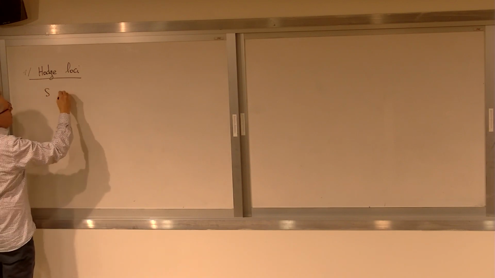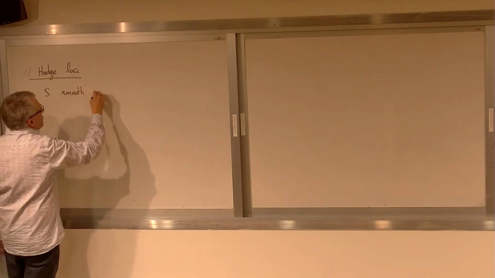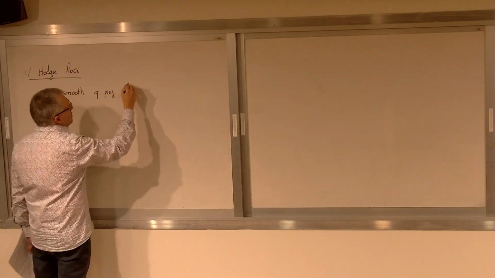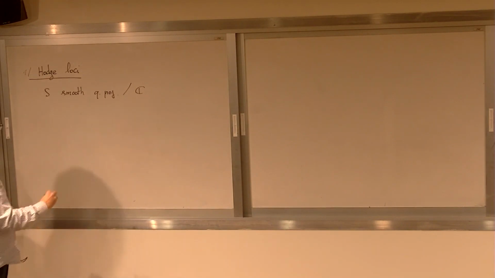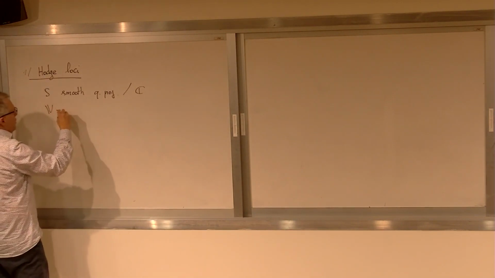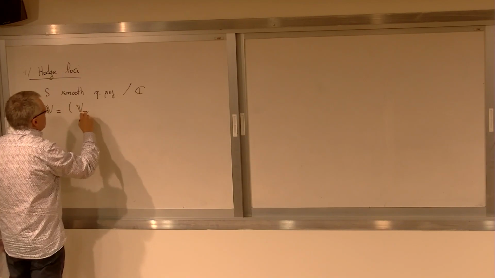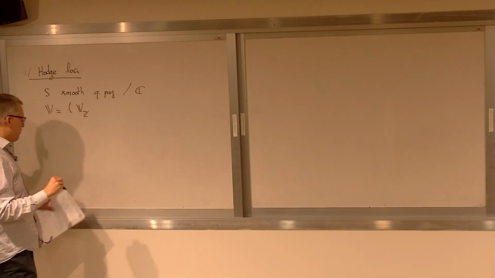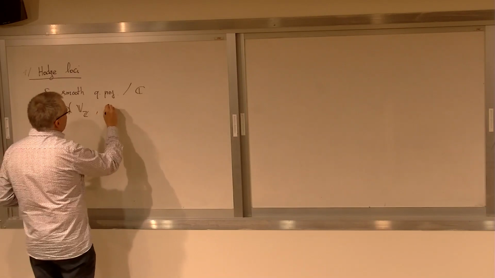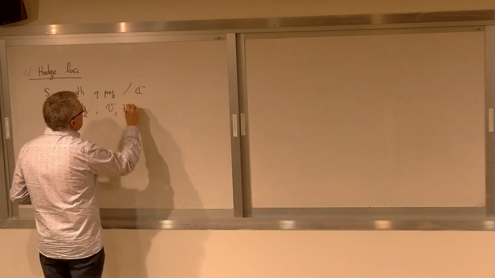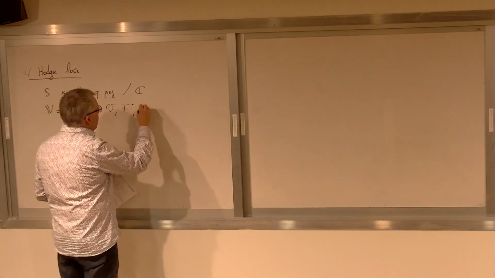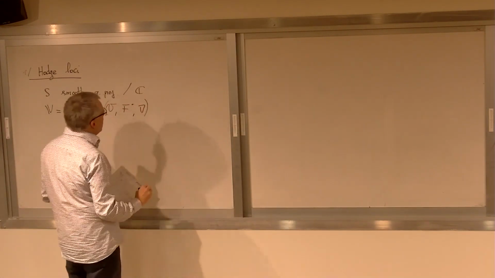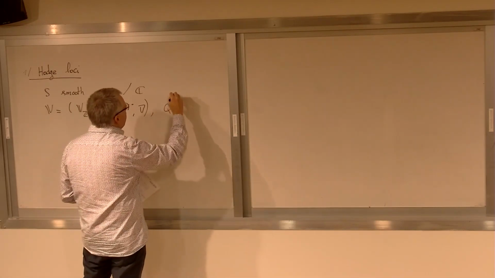Okay, so we start with the base, which is a smooth quasi-projective variety over C. And we are interested in Hodge theory, so we consider a variation of Hodge structure. This was introduced by Griffiths. So you have a local system of finite rank over Z, and then you have an associated vector bundle endowed with a decreasing filtration and a flat connection. And moreover, you have a polarization in the background.